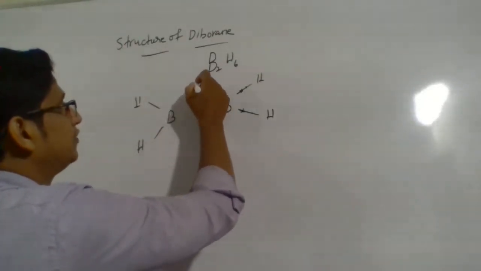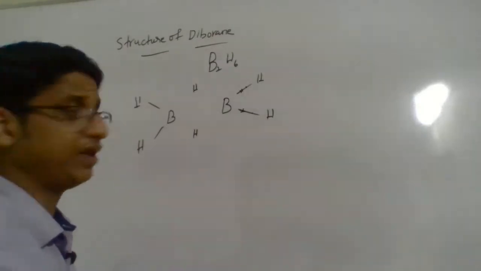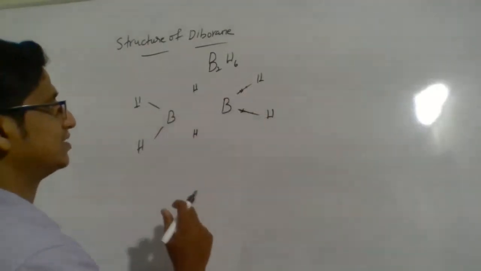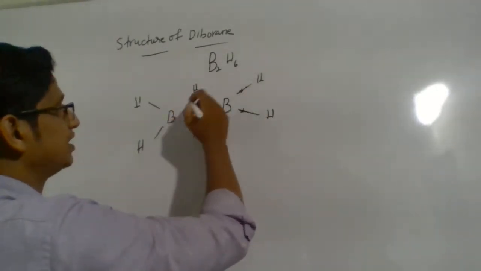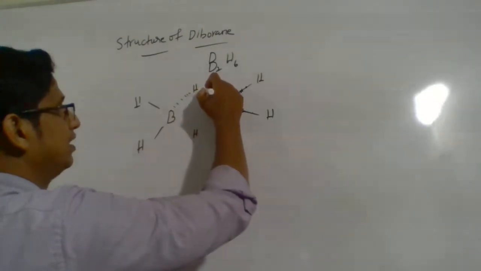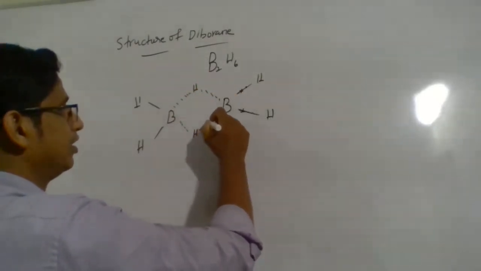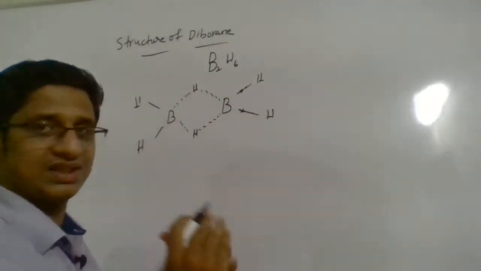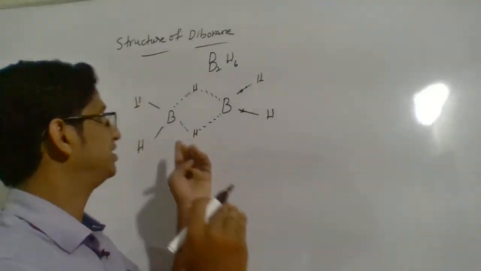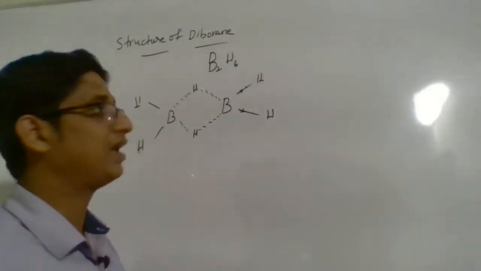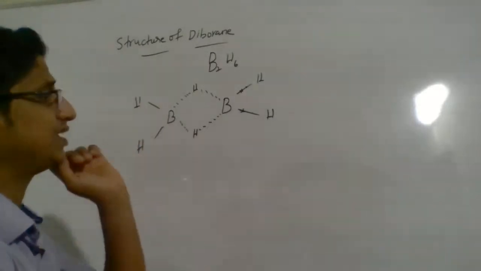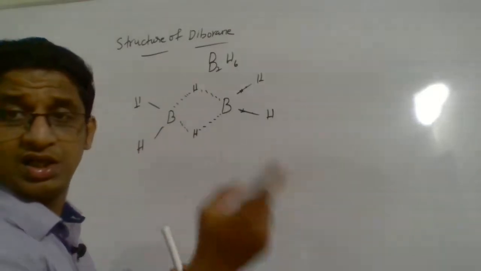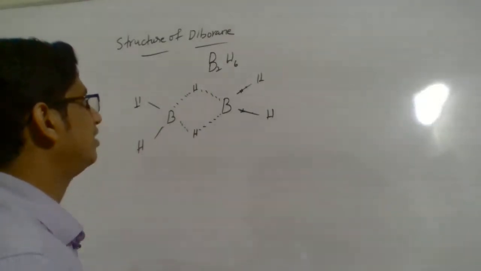Those hydrogens form a bridge-like structure. If you draw the B-H bond like this, that means the bridge bond is actually not in the plane. It should not be in the same plane. So this B-H is coming above the plane, and this B-H you can imagine is coming below the plane. So this is a special type of bond that you see in diborane. We will call this bond a banana bond. What's the speciality?